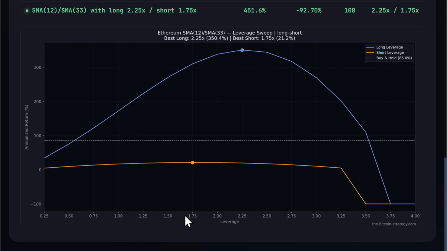That's only 1.75x. We also see that once we go beyond the 3x level in leverage, we are definitely past the optimum, so performance tends to go down. And at 4x, we are getting liquidated. So this is falling off very steeply. So you would rather have a bit too little leverage than too much. But again, the optimum seems to be 2.25x and 1.75x for the long and short position respectively.